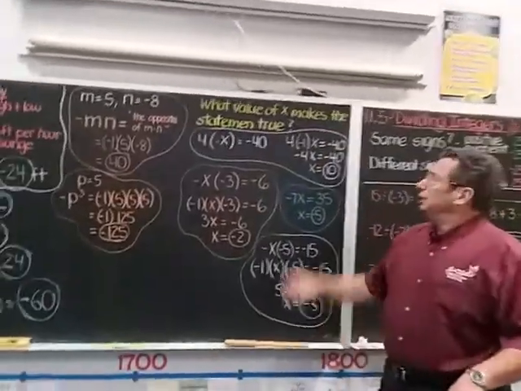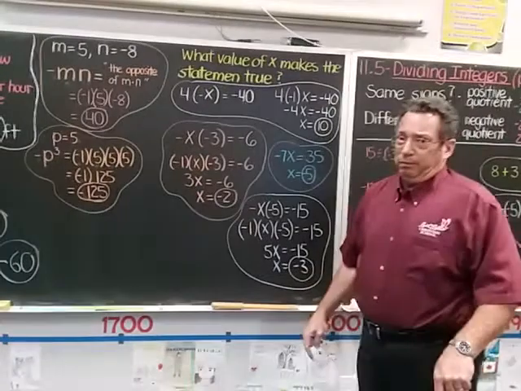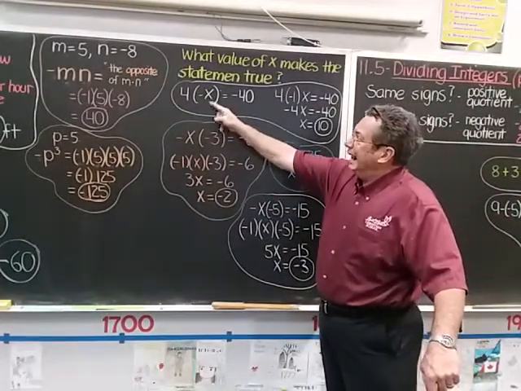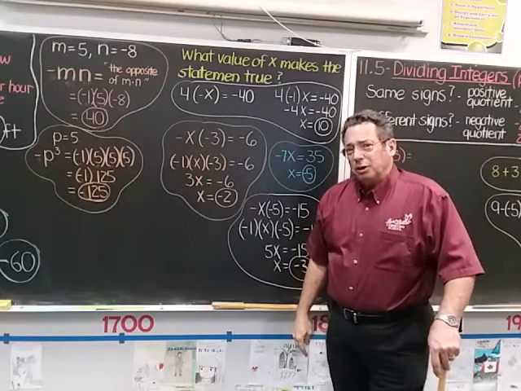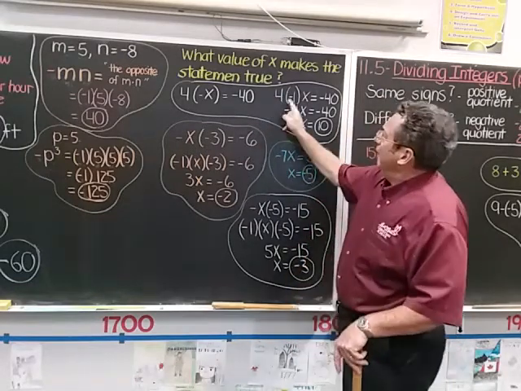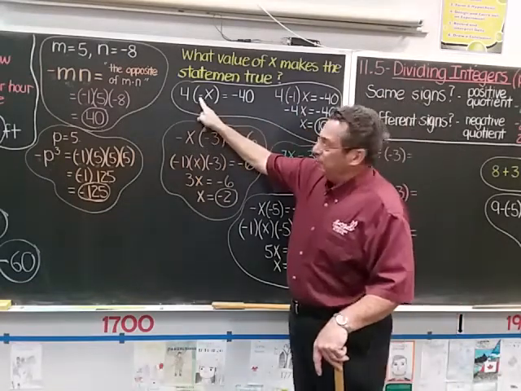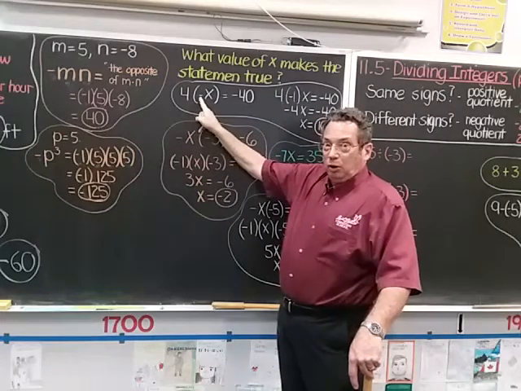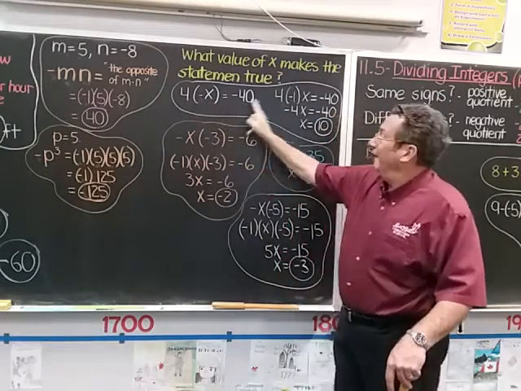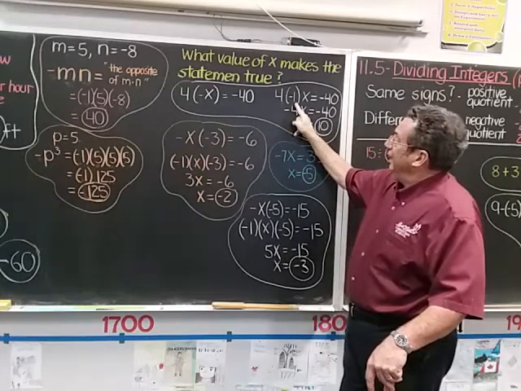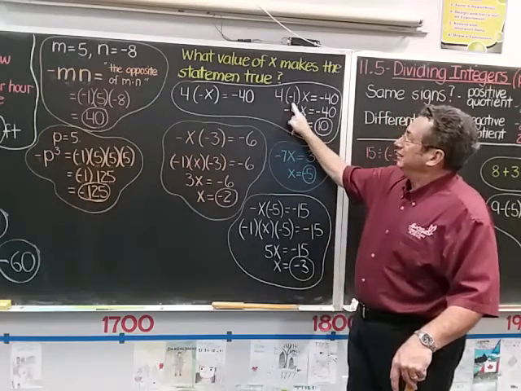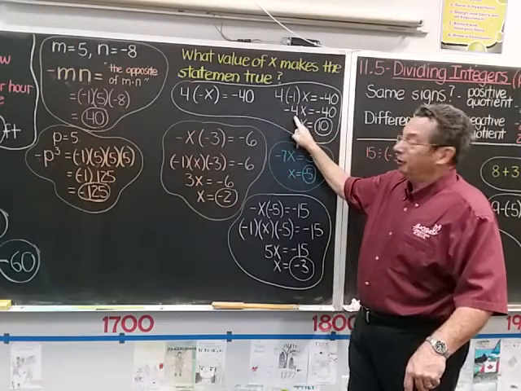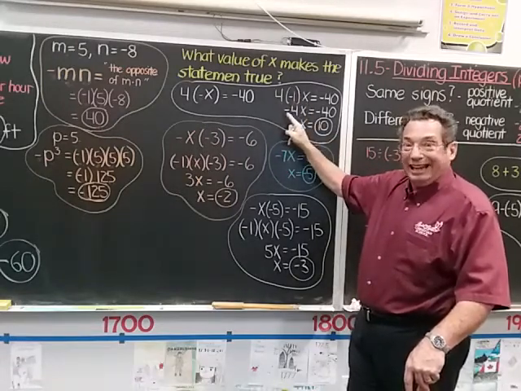What value of x makes the statement true? If 4 times negative x equals negative 40, what value of x will make that true? Okay, so I'm saying 4 times negative 1. Remember this negative in front of a variable, I represent that by negative 1, all right? 4 times negative 1 times x equals negative 40. So I say 4 times negative 1 is negative 4. Correct? Because I have a positive times a negative, I'm going to get a negative.